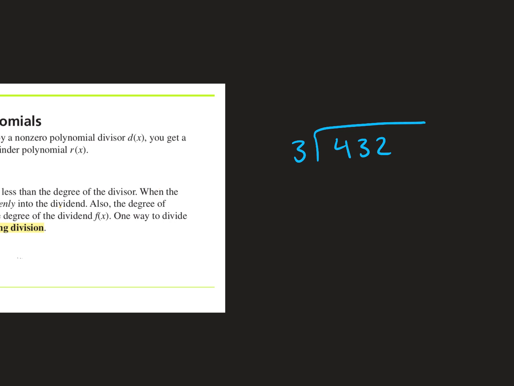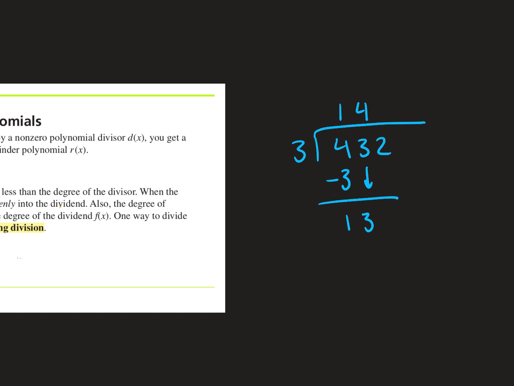How many times does 3 go into 4? Once. Then I multiply 1 times 3, which would be 3. And I subtract, so that would give me 1, and I drop down the 3. Then we do the same thing again. How many times does 3 go into 13? 4.